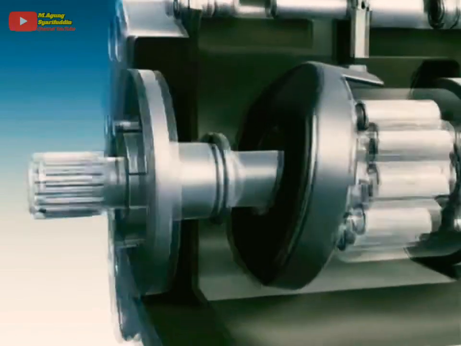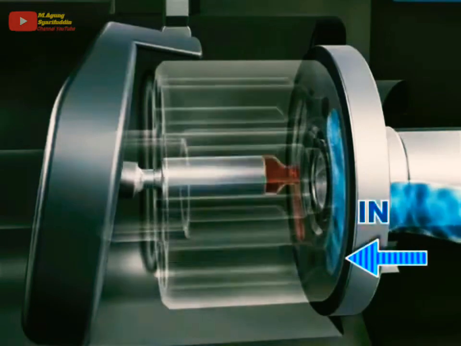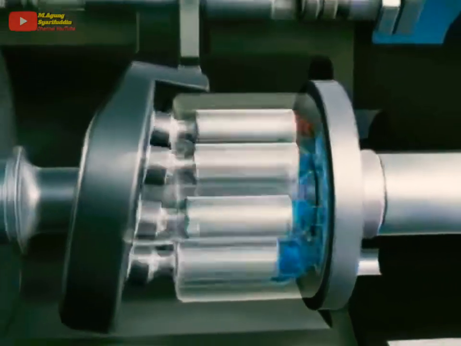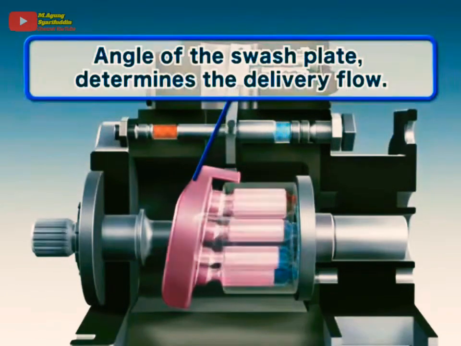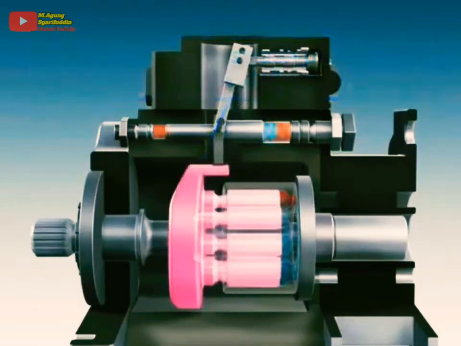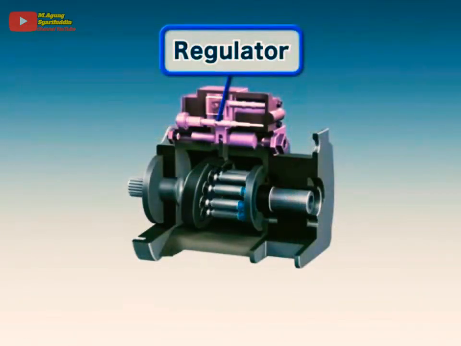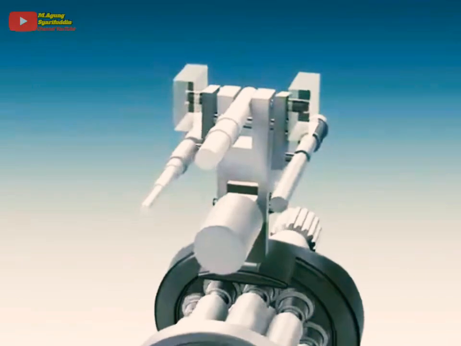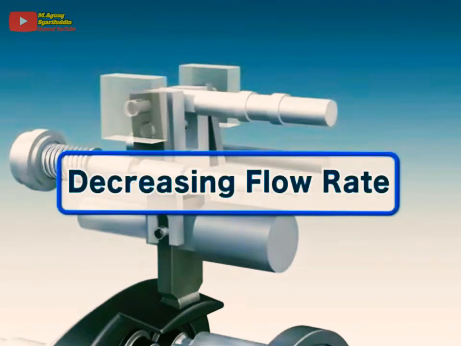As the shaft rotates, the plunger strokes along the swash plate, sucking and delivering hydraulic oil. The delivery flow can be adjusted by altering the inclination of the swash plate. The delivery flow is controlled by the regulator. The regulator controls the pump output to correspond with the engine output by adjusting the delivery flow. Next, we will explain how the regulator decreases the flow rate.